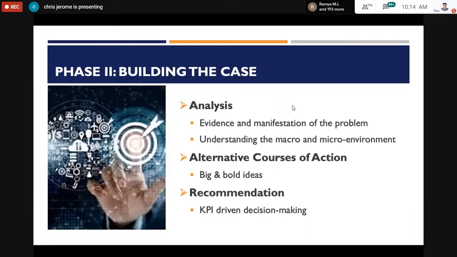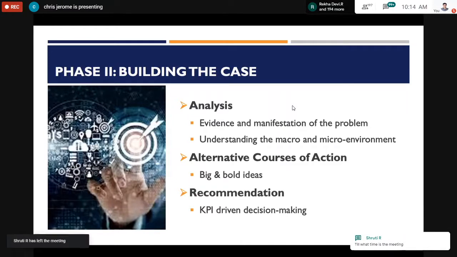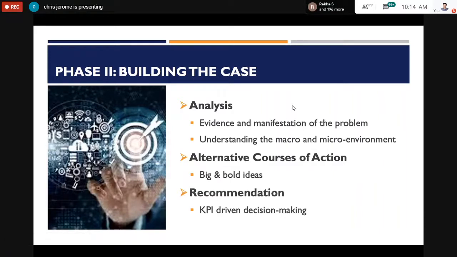After the analysis, it's important to look at, now that we've understood what the company is doing well, what the company isn't doing well, and what environment the company is operating in, some alternative courses of action or suggestions. So here come the big, bold ideas. We'll get into some frameworks for thinking about this. But should the company acquire another company? Should the company spin off one business and just focus on a business that's working well? Those are the things that we want to be discussing in the alternative courses of action.